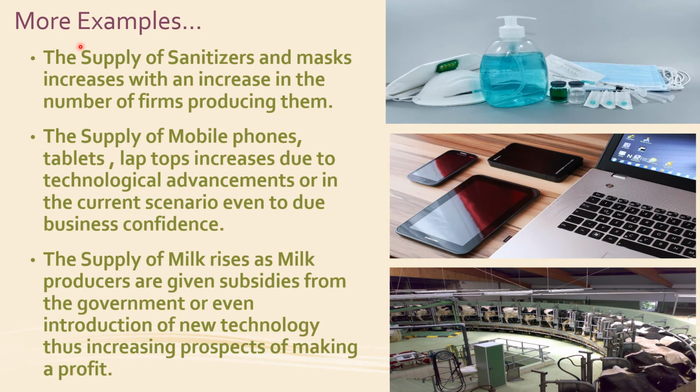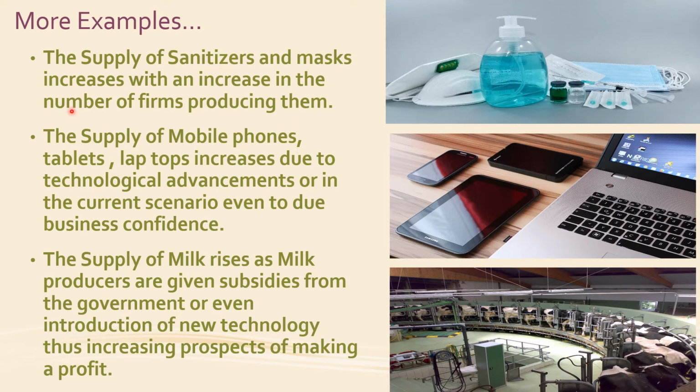Let us now study some more examples of increase in supply. The supply of sanitizers and masks increases with an increase in the number of firms producing them. We saw in the initial stages of the lockdown, the supply of sanitizers and masks was falling short. But the moment the suppliers realized that there is a demand created on account of the pandemic, many new firms entered the market and started stepping up production, and due to the increase in the number of firms, the supply of sanitizers and masks in the market increased.